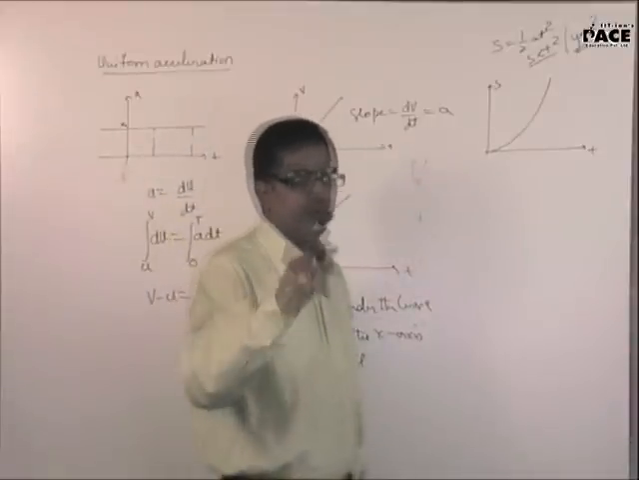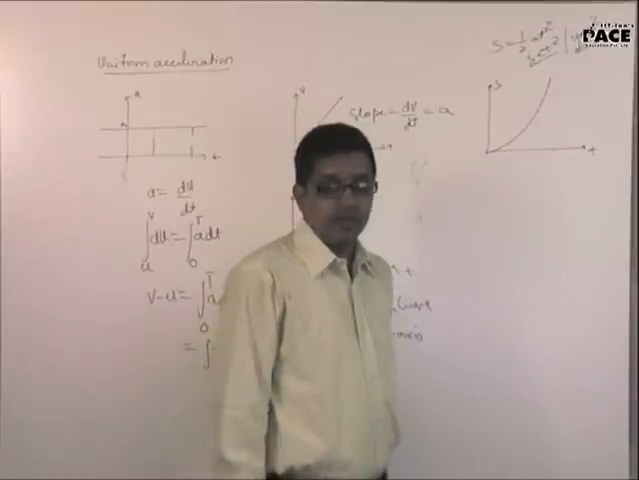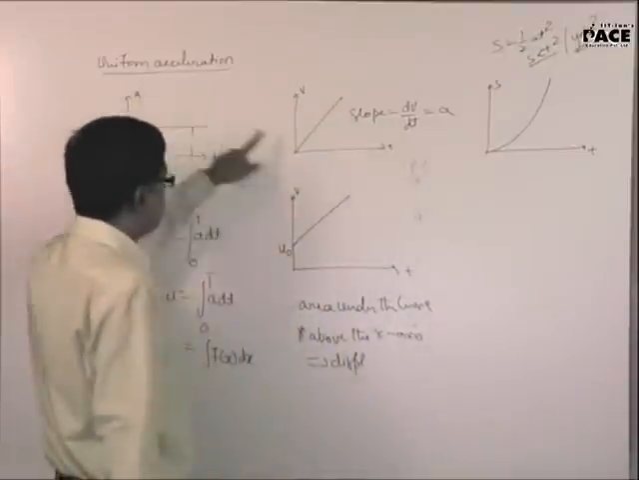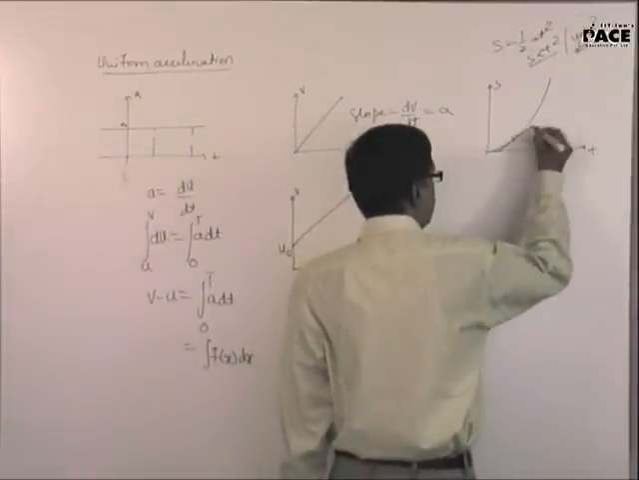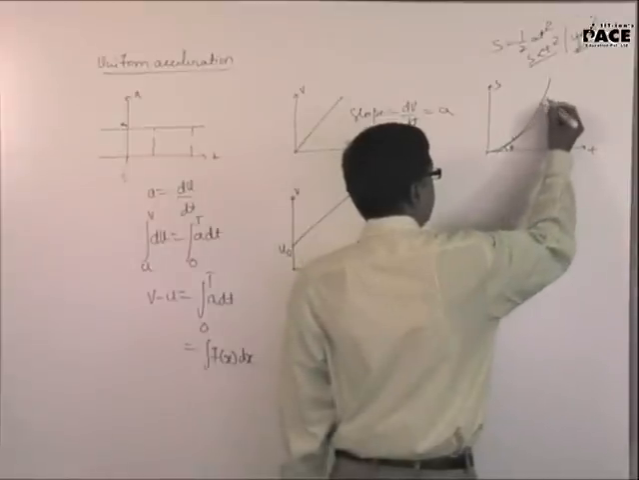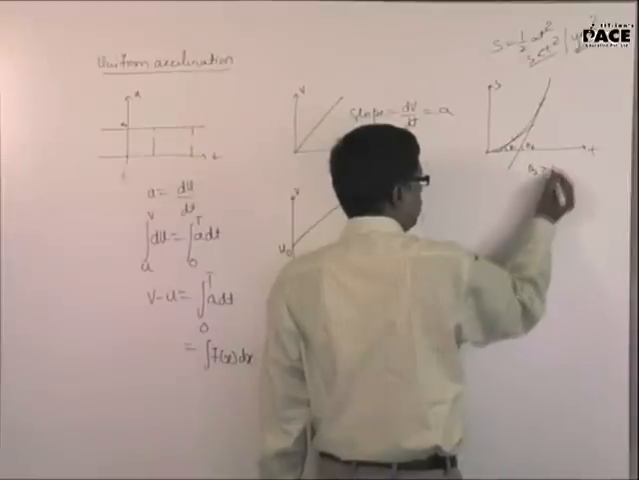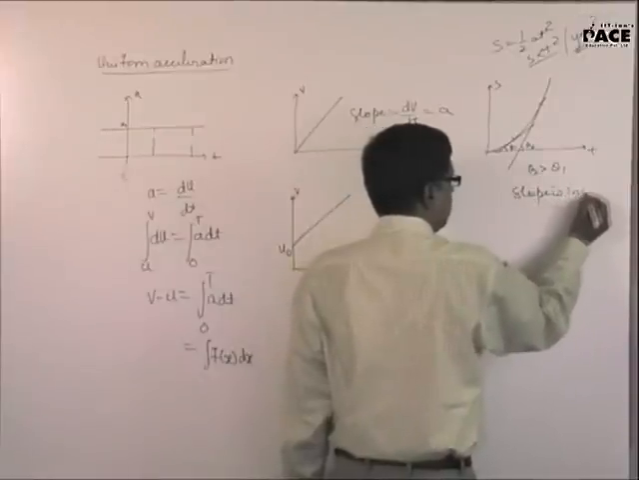You told me that from the slope of a displacement time graph, you will get velocity. And in uniform acceleration, the velocity is increasing. Yes, if I take the slope here, it will be like this. If I take the slope here, it will be like this. Can I consider theta 2 is greater than theta 1? That means the slope is increasing.